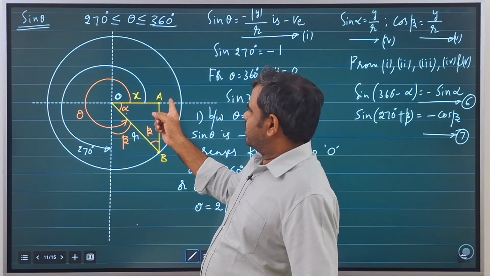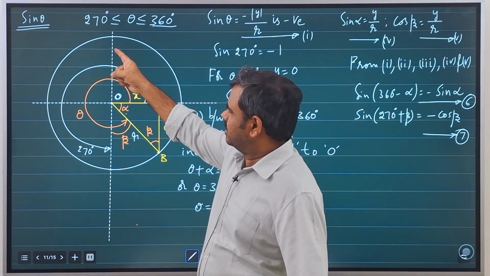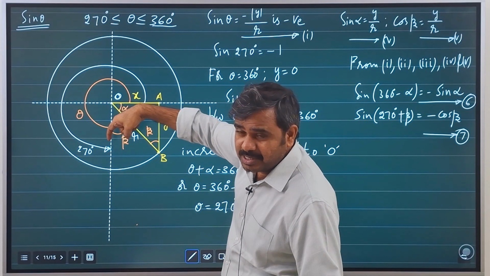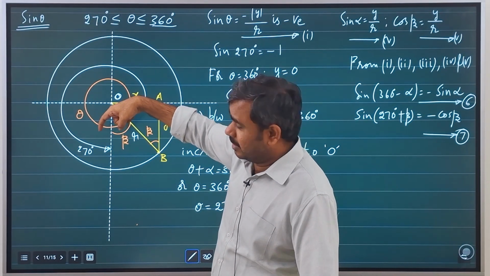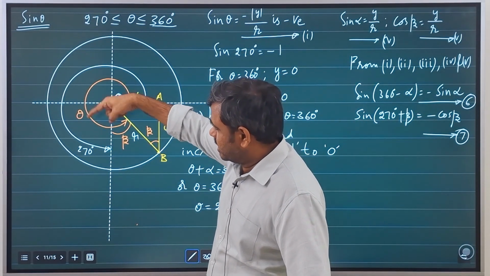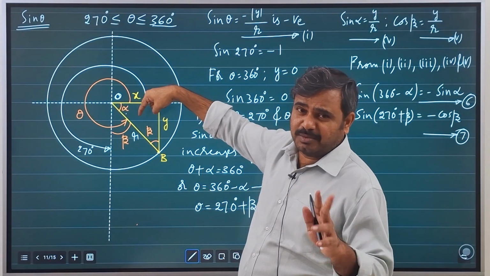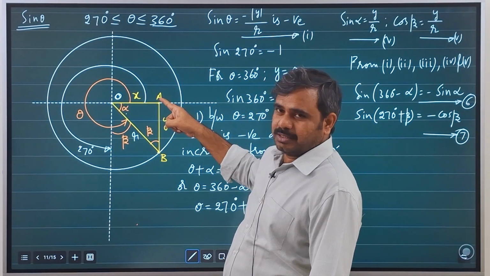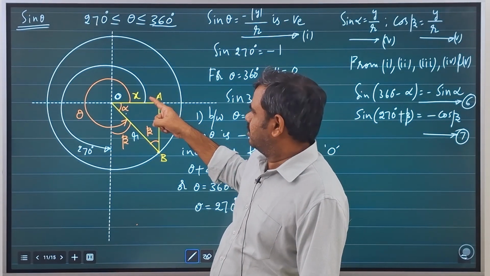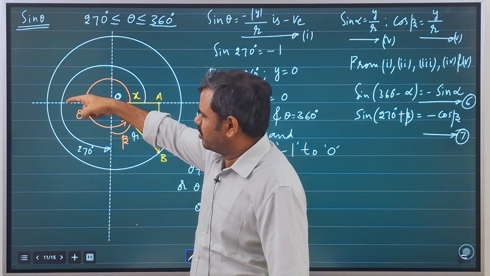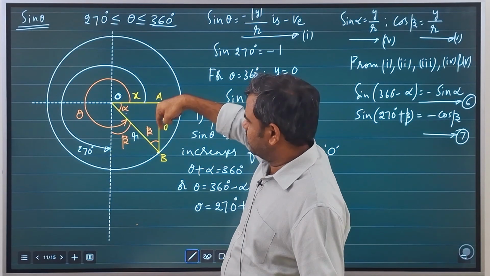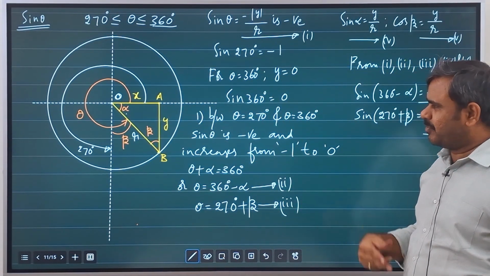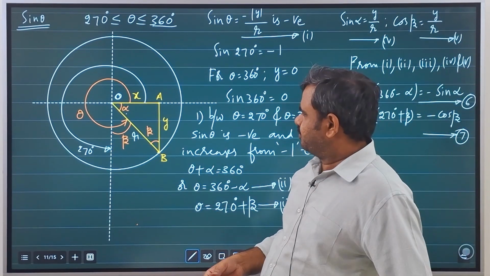So this is 360 degrees plus 90 degrees. This is 360 degrees plus 180 degrees. This is 360 degrees plus 270 degrees. I am talking about the second cycle. Now 360 degrees plus 360 degrees, 2 cycles complete. Third cycle: 360 plus 360, which is 720. 720 plus 90, 720 plus 180, 720 plus 270, 720 plus 360, 3 cycles completed. So the same thing repeats after every 360 degrees.